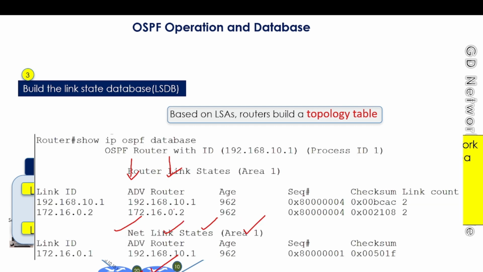I have discussed these areas in some other videos. If you want to check this database, which is the LSDB, the link state database, we can simply use this command on that particular router, that is show ip ospf database, and it will give you information about all these routers which are in that area.